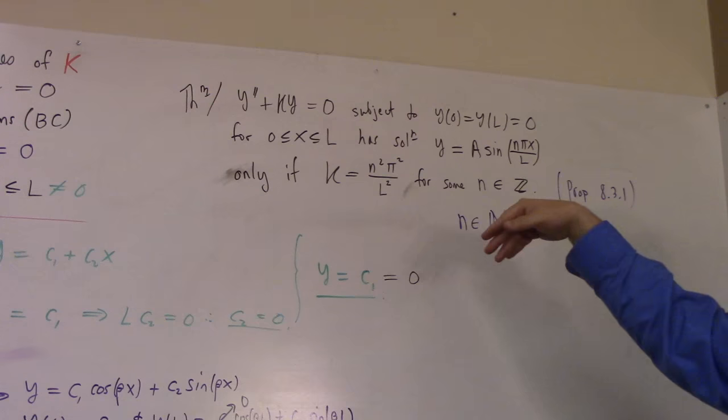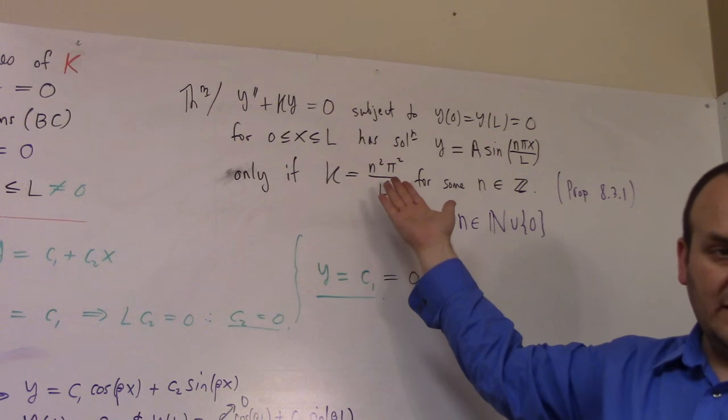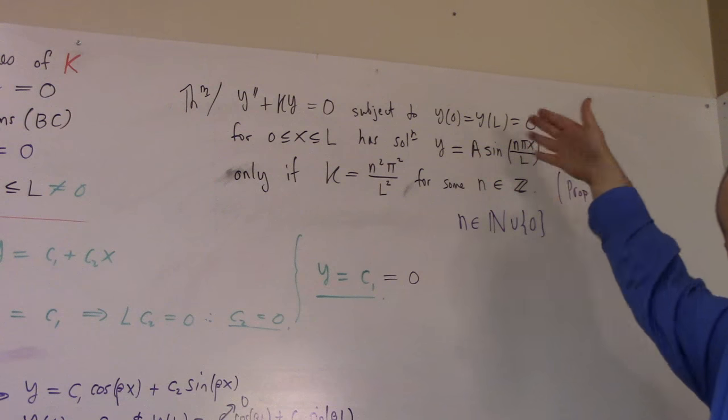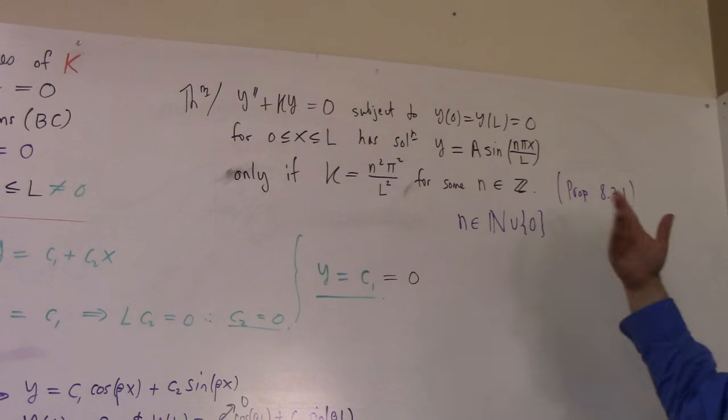The negative values of n, what happens there? You get the same k's, and you get a minus sign because sine is odd. So if you want to capture all possibilities, that suffices.